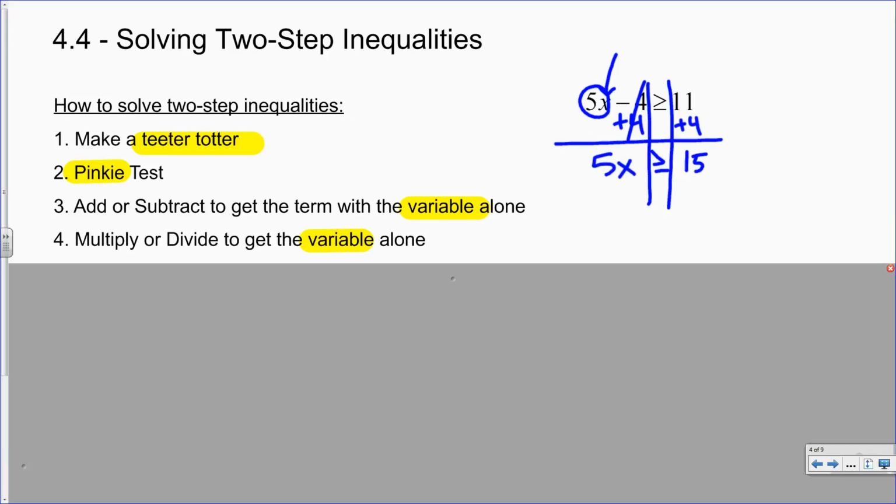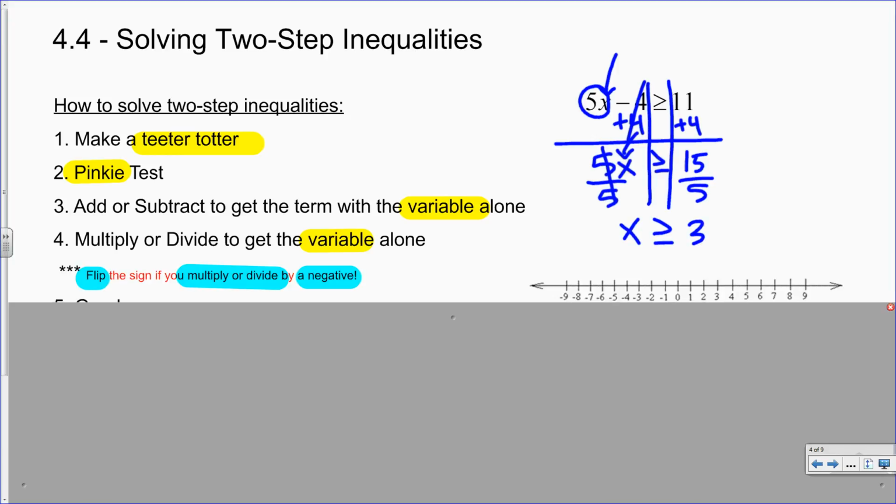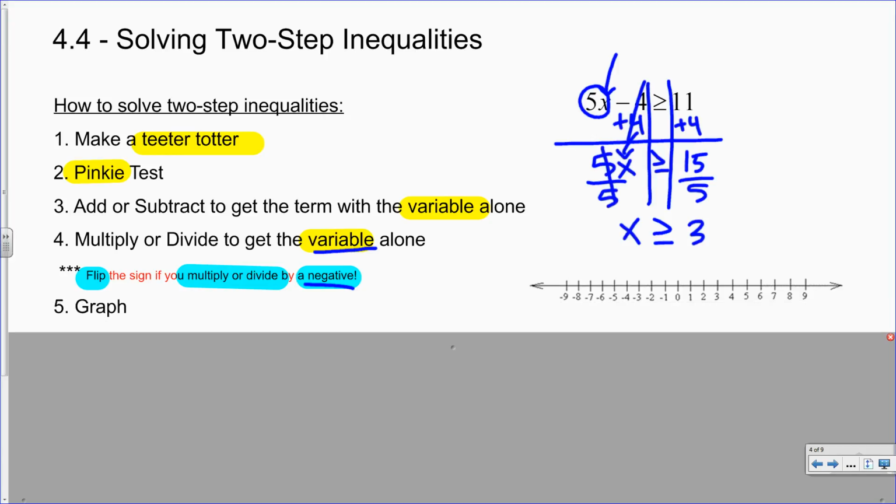My next step is I'm going to find my variable again, and this time I see it's being multiplied by 5, so I'm going to divide by 5, and I get x is greater than or equal to 3. Okay? Now, it says under multiply and divide to get the variable alone, you need to flip the sign if you multiply or divide by a negative. In this case, I did not multiply or divide by a negative, so I did not flip it.